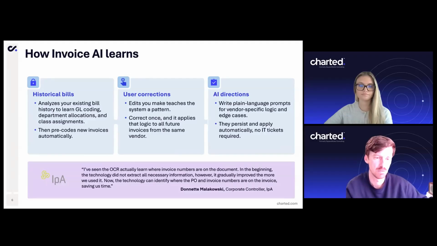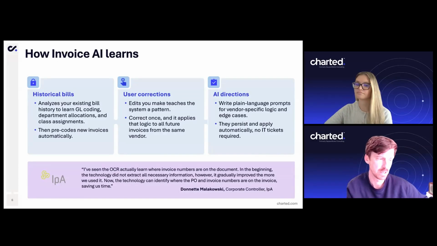A lot of solutions out there might talk about continual learning, but they talk about that continual learning at a platform level. This is how our solution gets better over time across all of the invoices that we've seen. We're focused on how we can get better at reading your invoices. And you can see a quote from one of our customers at the bottom of the screen that highlights that point.